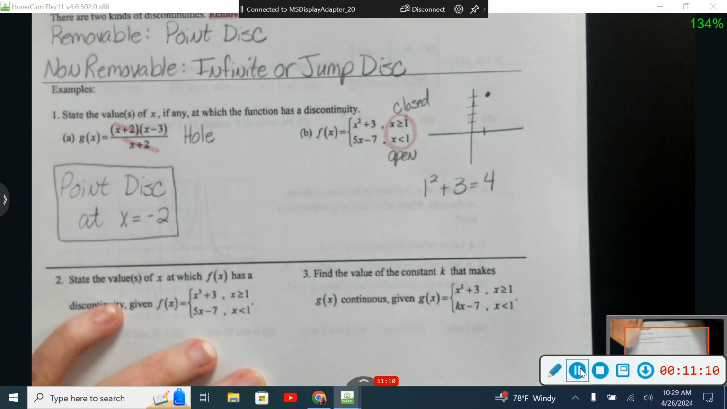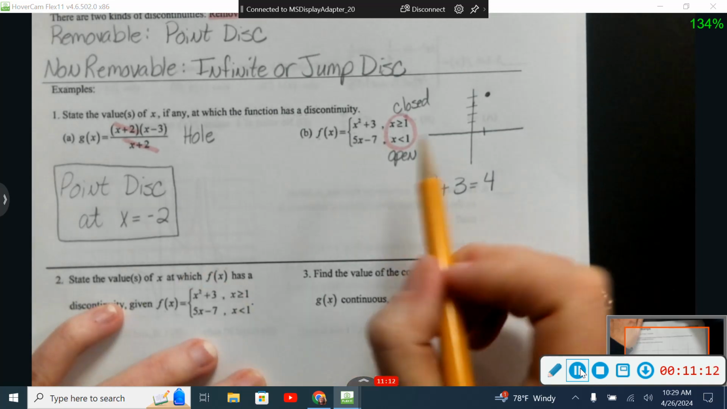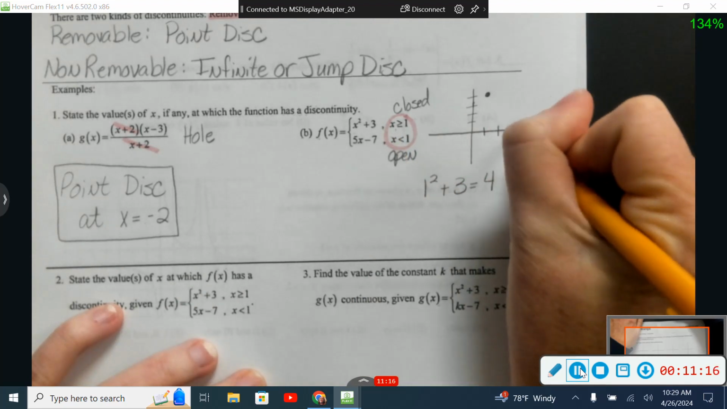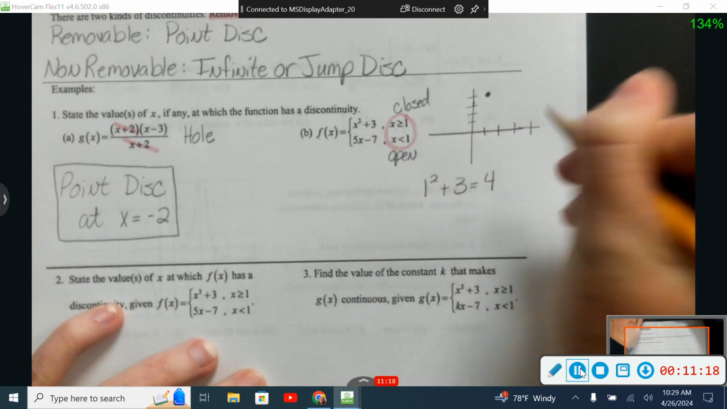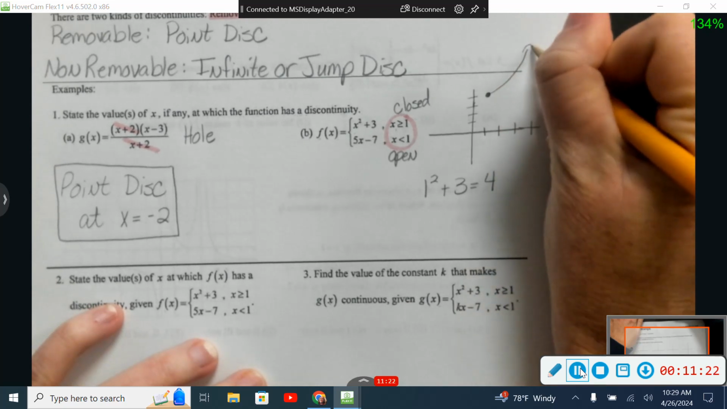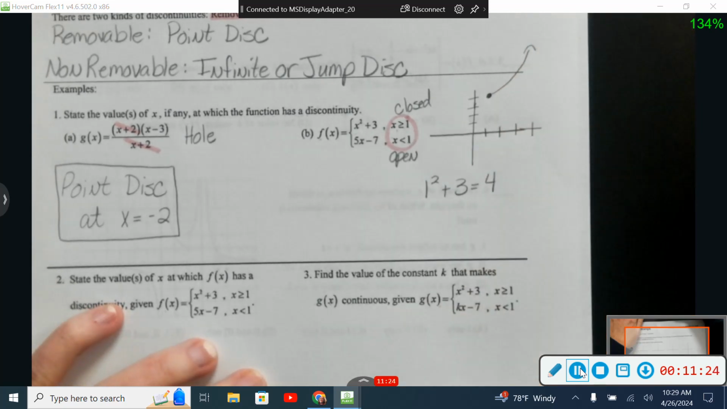Then it tells me to continue that graph at x values that are greater than 1. So I'm going to go this way towards 2 and 3 and 4, and it's a parabola, so I'm going to make it just a little bit curvy. Since it's an x squared, I knew it was going to be a parabola. I don't need to be really specific with these graphs because I'm only looking for where the discontinuity is. So just a little sketch is fine.